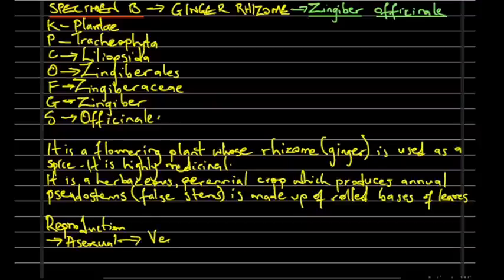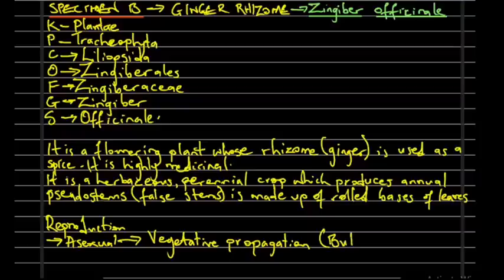Asexual, we have vegetative propagation. Now, what kind of vegetative propagation? We have so many types of vegetative propagation. So the one we're actually talking about here is called budding. That is a particular type of vegetative propagation that we are talking about. So that is where this particular organism, the ginger rhizome, actually brings about its own offspring. So that is what the ginger is about. Now, we have said before that it is a spice.